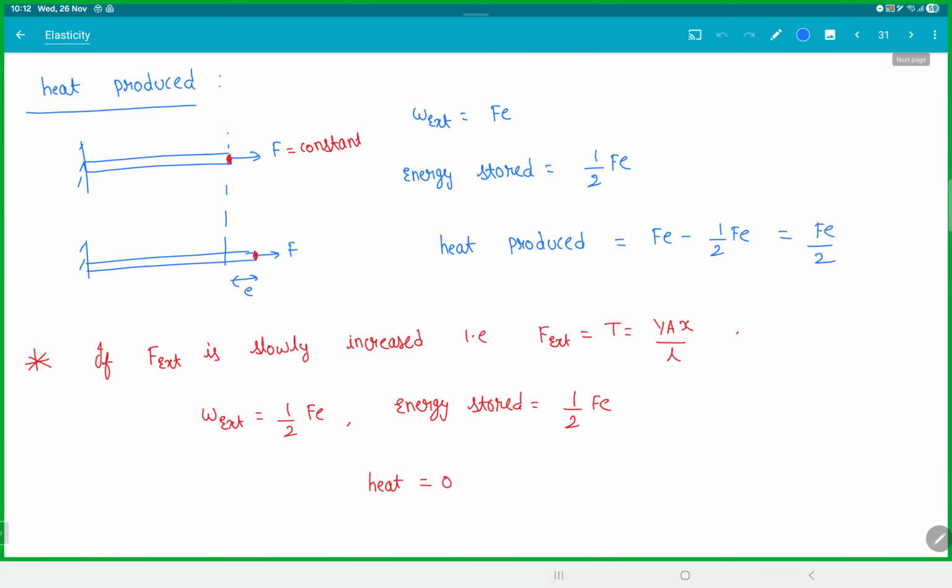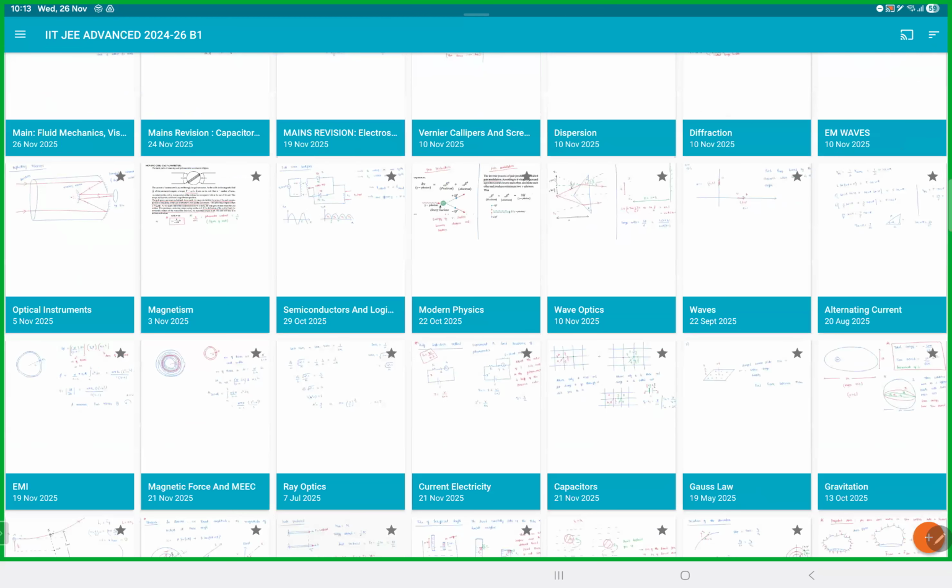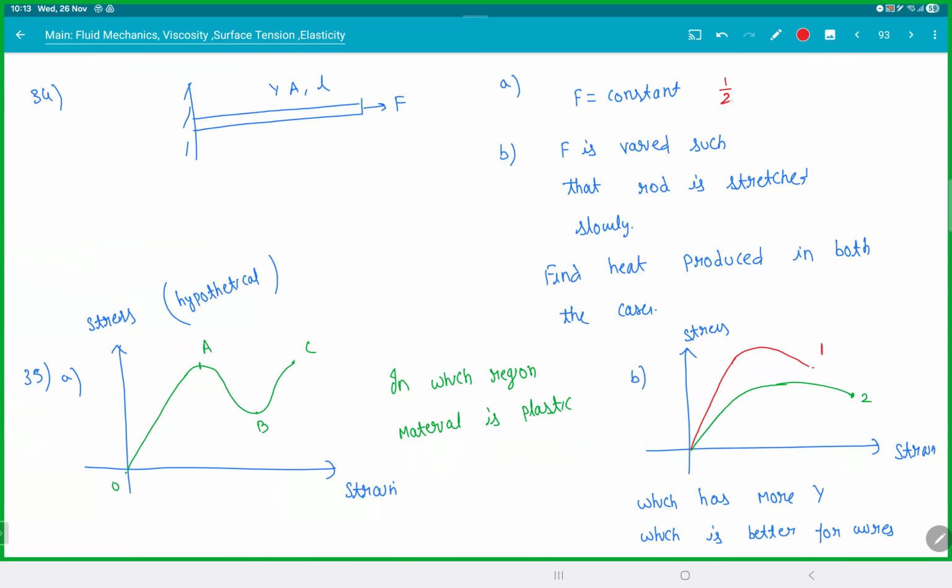So if you pull with a constant force, work done by external force is Fe, energy stored is half Fe, so heat produced is half Fe. But if you pull slowly, that means the external force is always equal to the tension. In that case, there'll be no heat produced, there'll be no oscillations. So you should check it out. So F is equal to constant and the heat produced is half Fe. Here, this will be zero heat.